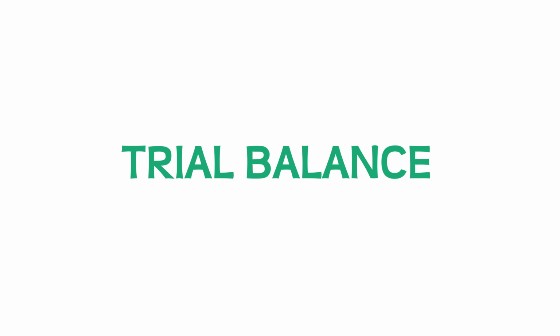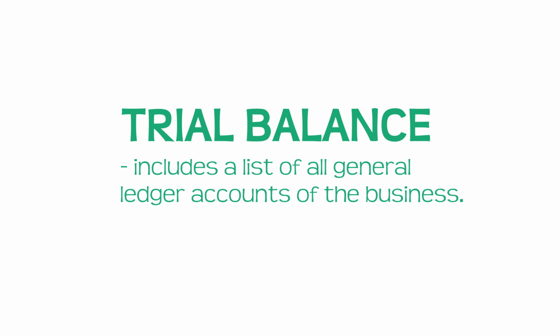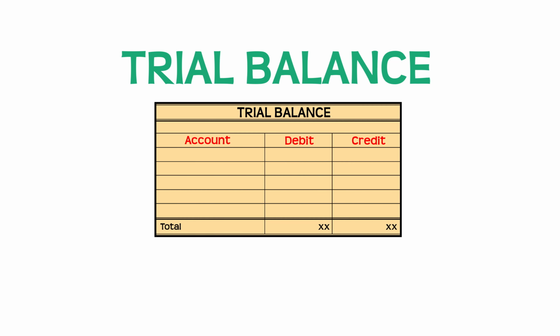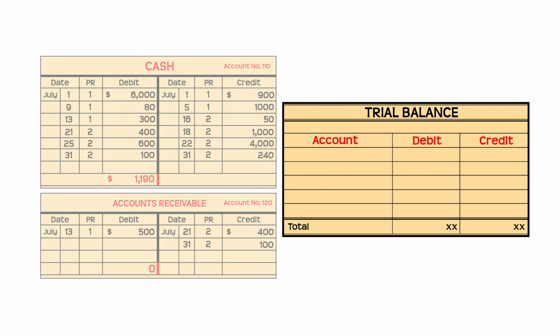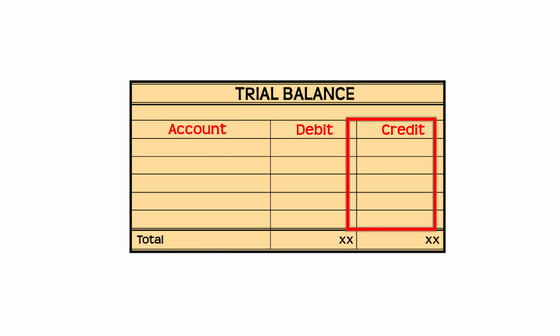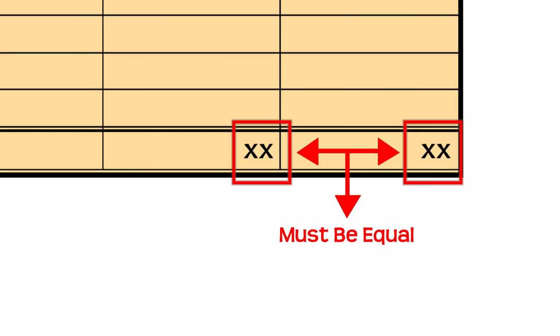The trial balance includes a list of all general ledger accounts of the business. This is a worksheet in which the balance of all ledger accounts is compiled. The debits and credits are separated into two columns, and their totals must be equal in amount.